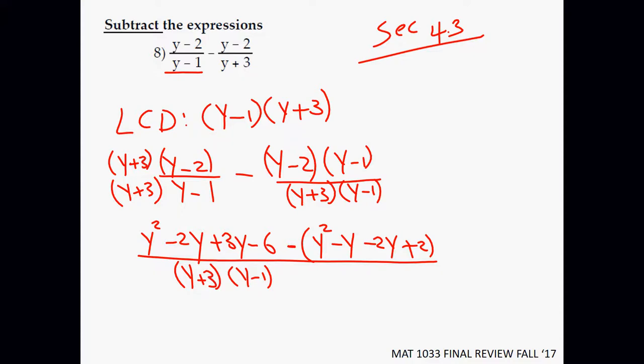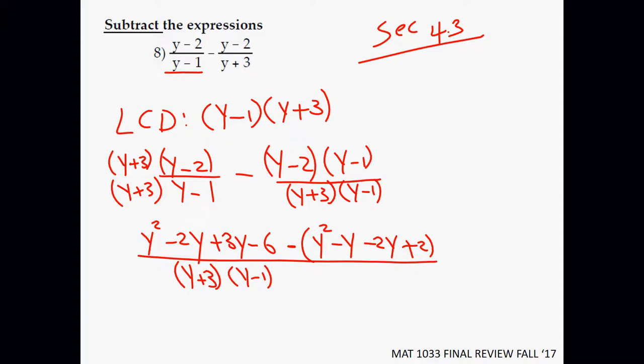Now, because there's not a lot of space left, I will distribute the negative inside and combine at the same time. Y squared minus y squared will cancel out, right? Negative 2y plus 3y will be 1y. And here we have negative 3y. 1y minus 3y will be positive 4y.